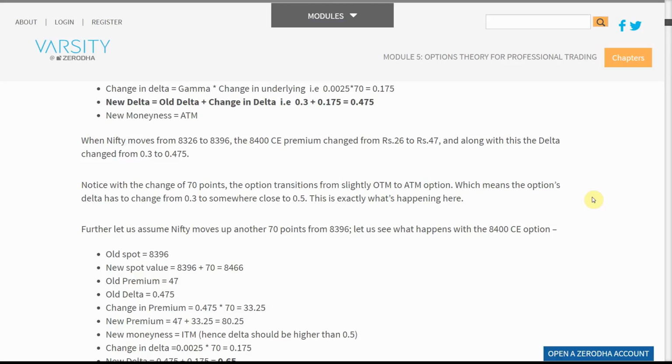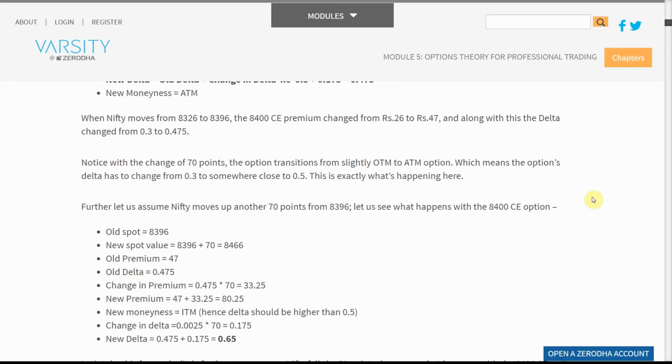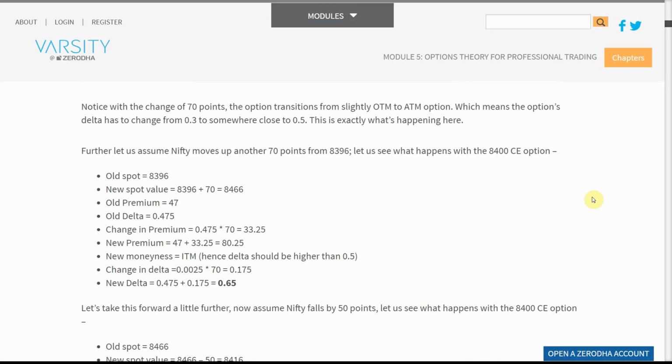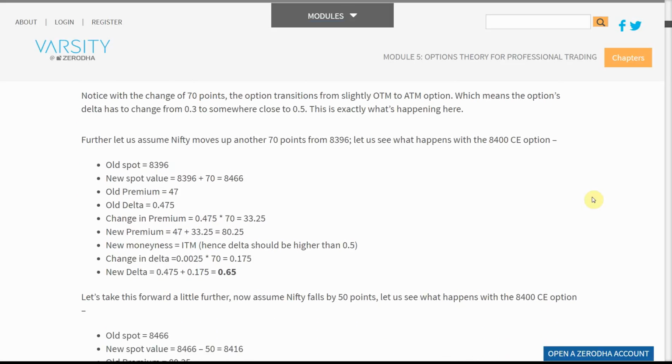And along with this, the delta changed from 0.3 to 0.475. Notice with the change of 70 points, the option transitions from slightly OTM to ATM option, which means the option's delta has to change from 0.3 to somewhere close to 0.5. This is exactly what's happening here. Further, let us assume Nifty moves up another 70 points from 8,396. Let us see what happens with the 8400 CE option.